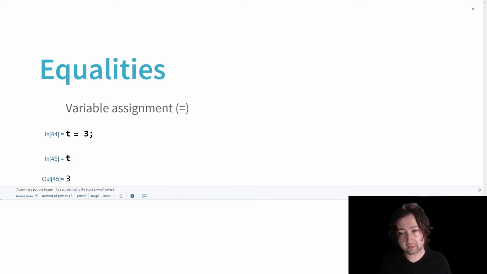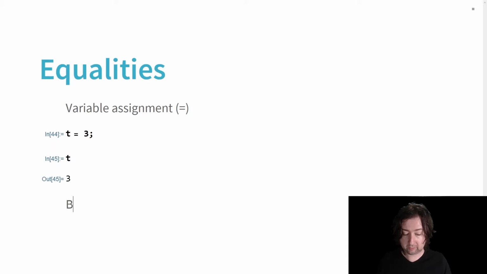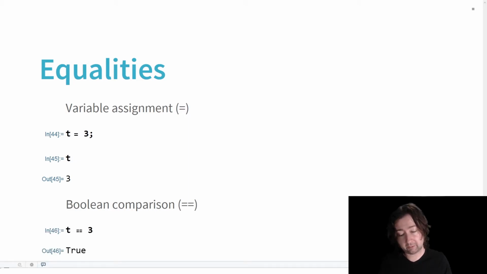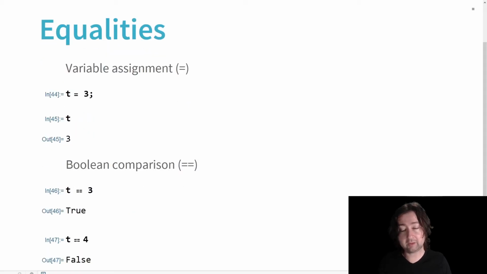So t and 3 are the same thing at this point. The second is the Boolean check. If I want to check that, there's a Boolean comparison, that's two equal signs. So I could ask right now, is t equal to 3? And it's going to be true because t and 3 are the same. If I ask the computer, is t equal to 4? It's going to tell me false because I've defined t to be equal to 3.